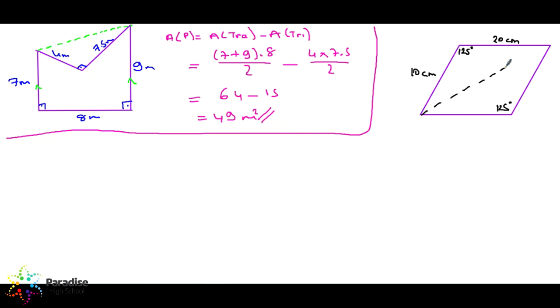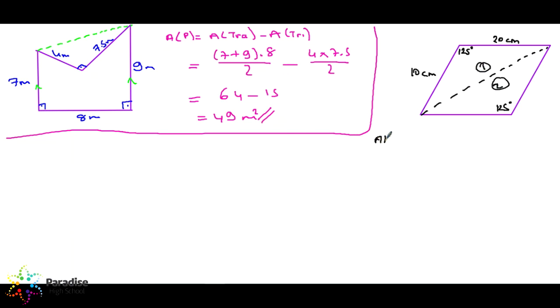So I will divide it from here. There are two triangles here, 1 and 2. What is special about these two triangles? They are congruent triangles. Everything is the same, because here is also 10 and here is also 20. They are the same triangles. So if I find the area of one, I can find the area of the parallelogram.